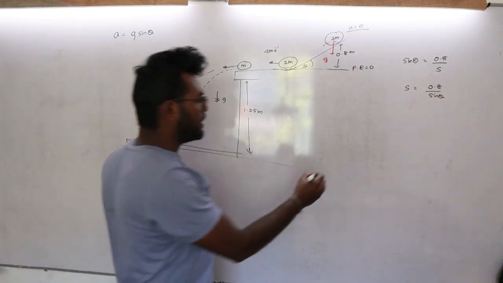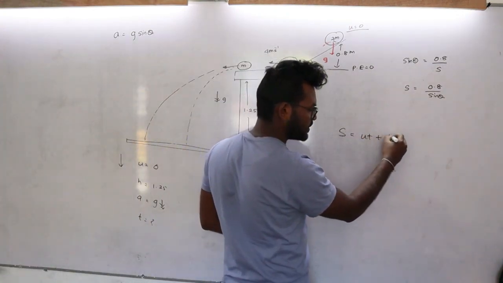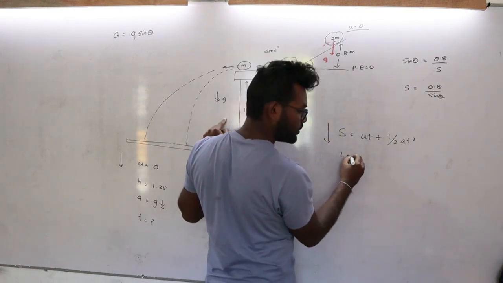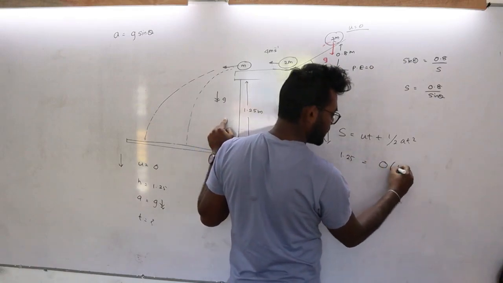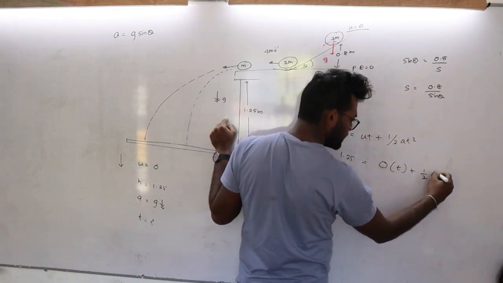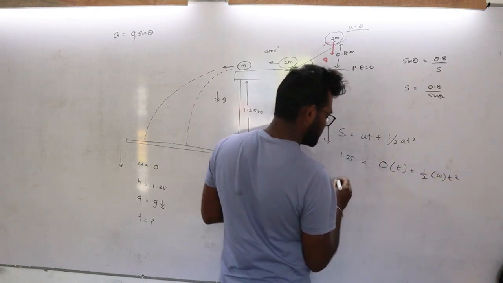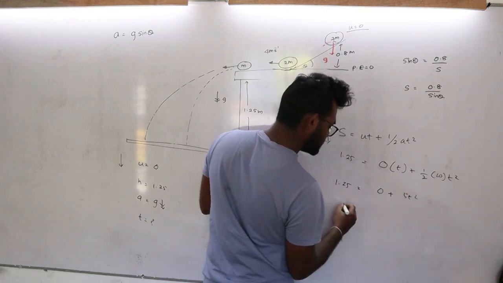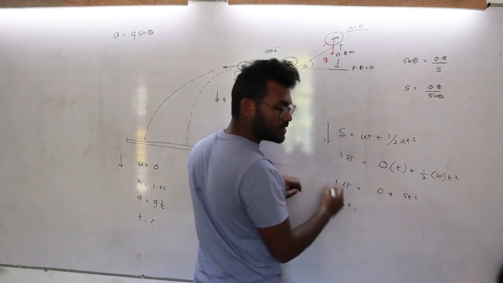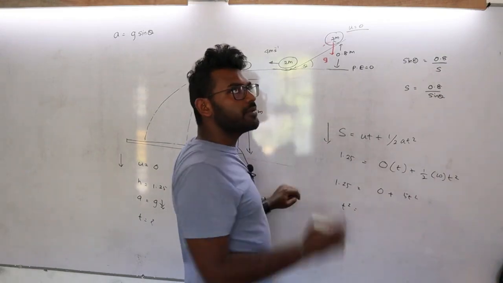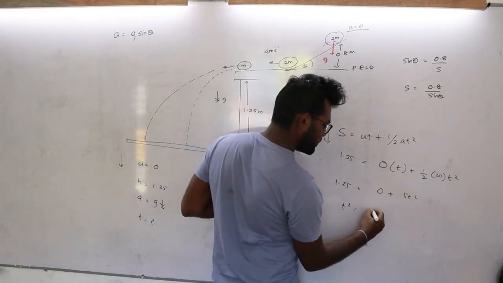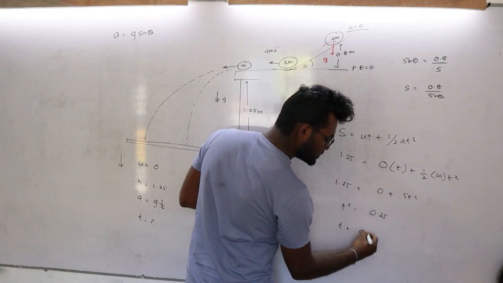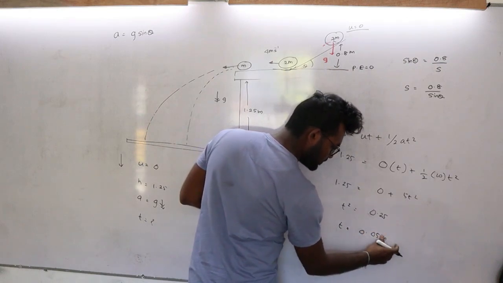Yes, we could apply s equals ut plus half at squared downwards. We know 1.25, this is 0, t plus half 10 t squared. 1.25 is equal to 0 plus 5t squared. So t squared is equal to, this should be divided by 5. 1.25 divided by 5, that will be 0.25. So t is equal to 0.05 seconds.